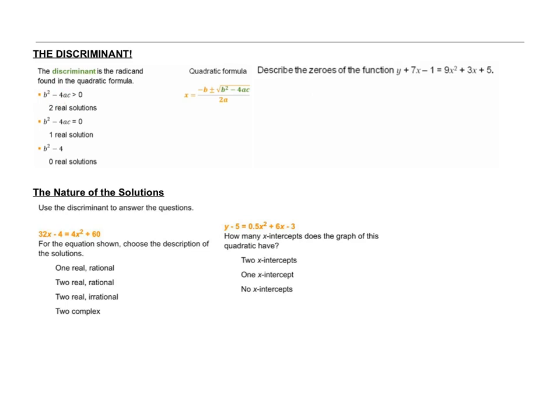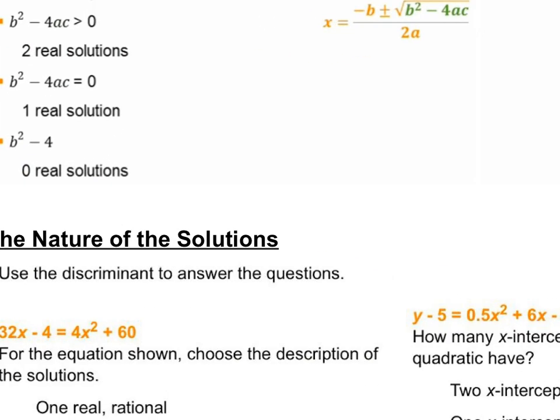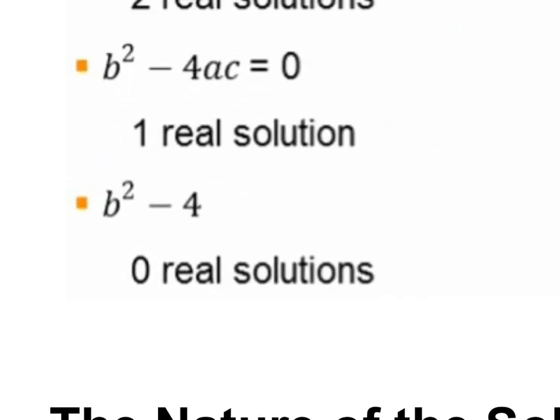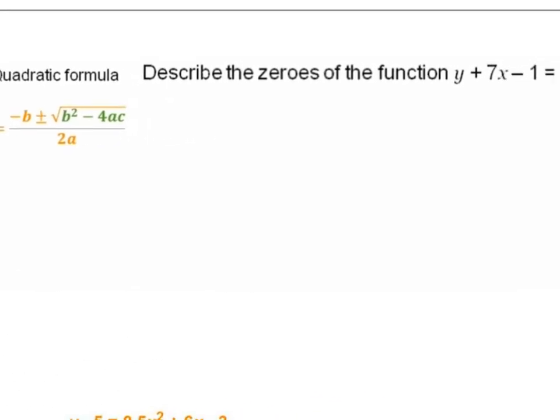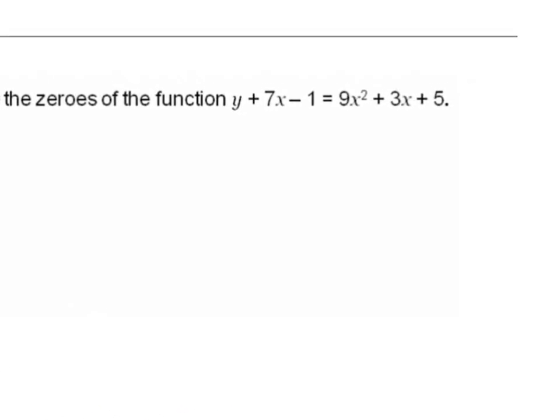So what we can do is describe the zeros of this function. If it's positive, you have two real solutions. If it's 0, you have one real solution. If it's negative, b squared minus 4ac less than 0, then you get 0 real solutions. So let's take a look up here. Let's describe the zeros of this function.